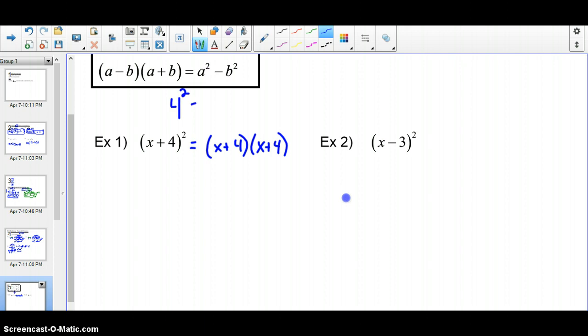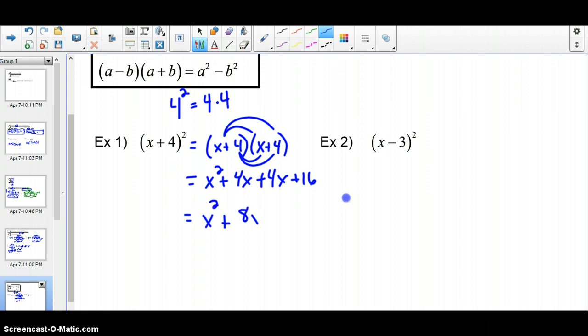Again, we know that because 4 squared is 4 times 4. So first times first is x squared, outer plus 4x, inner plus 4x, and last plus 16. All right, so this is x squared plus 8x plus 16. Now one thing you should notice and sort of understand is that this middle term here is always double the product of the two terms in your binomial. So this is x times 4 times 2, which is 8. All right, and the first term here is always just the first term in your binomial squared, and the last term here is always the last term in your binomial squared.